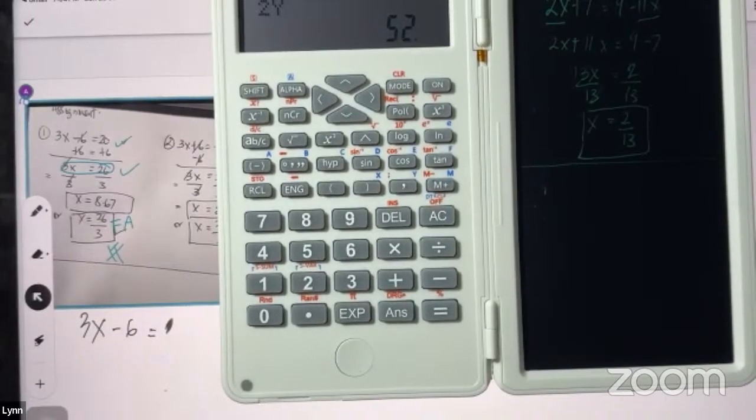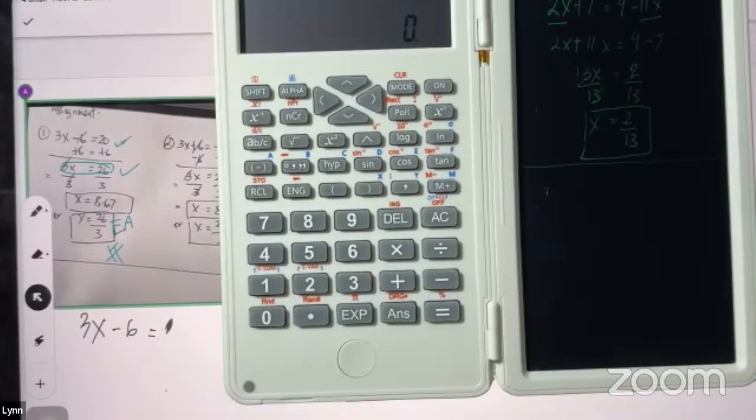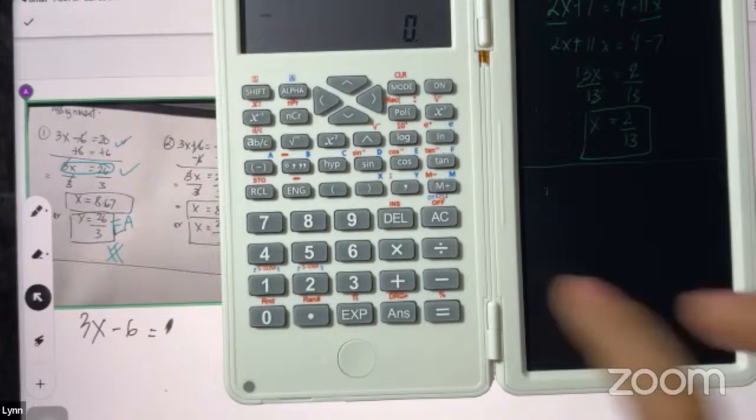You have to learn this many times. I want you to use this right now, and after a while it will become a habit for you. Now, please press AC. The reason why I teach you this is because you can confirm your answer, and that is something very useful. I want you to type 3x minus 6.